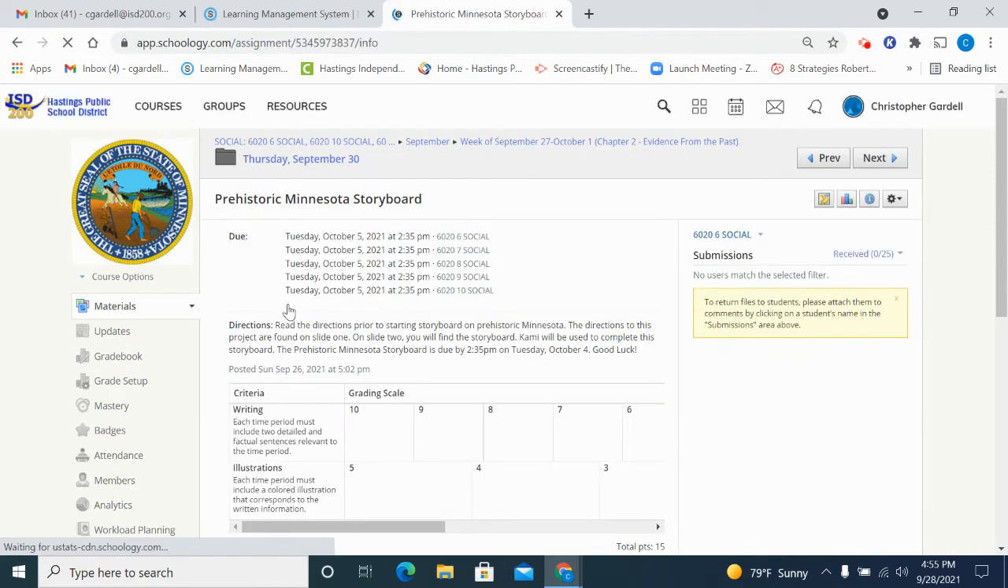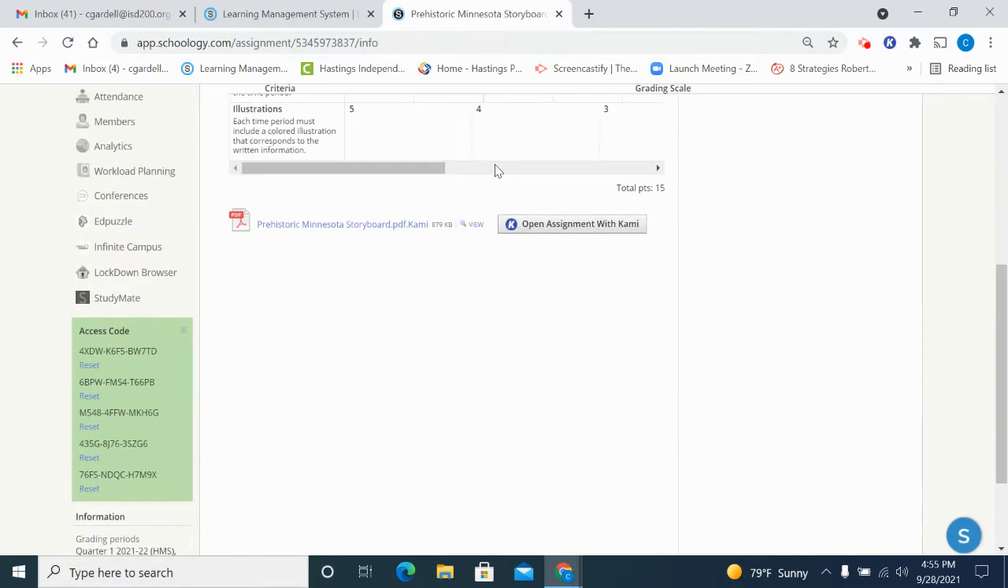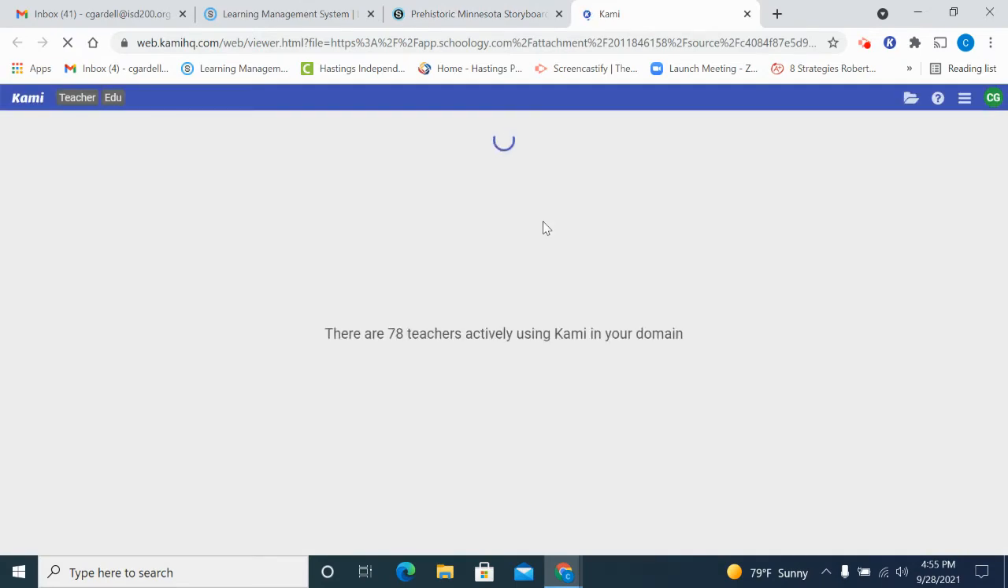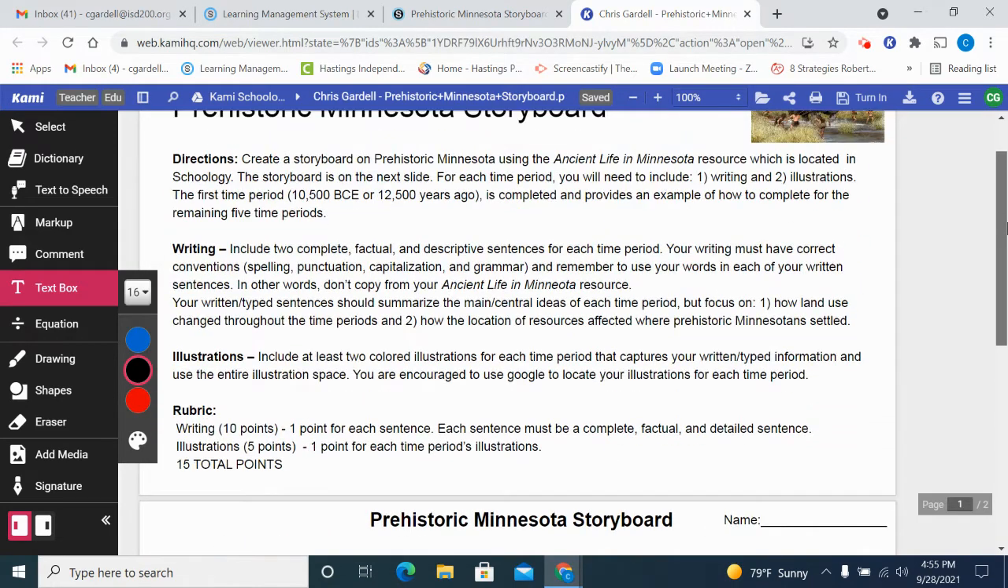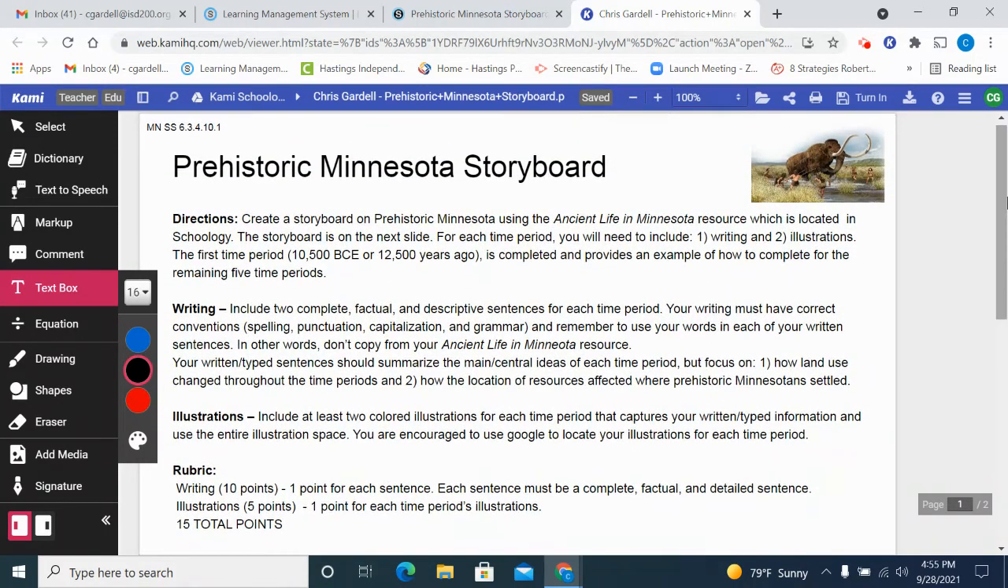The storyboard itself, we're going to complete using Kami. So I'm going to open the assignment up using Kami, and what you're going to see is two slides, slide 1 and slide 2. For right now, we're going to focus on slide 1. I want to go through the directions with you so you are clear in what to complete for this storyboard. You are going to create a storyboard on Prehistoric Minnesota using the Ancient Life in Minnesota document resource that I referred to earlier.